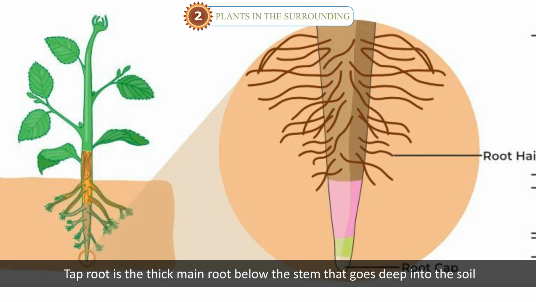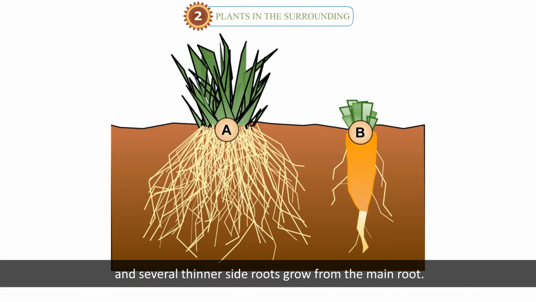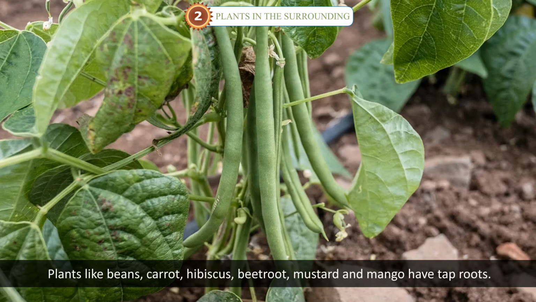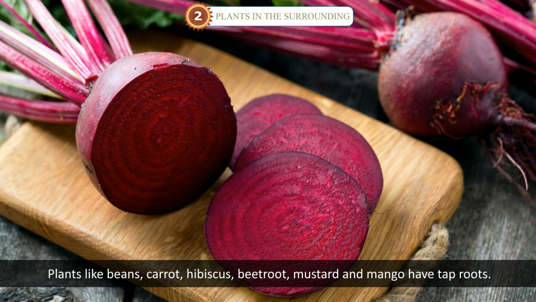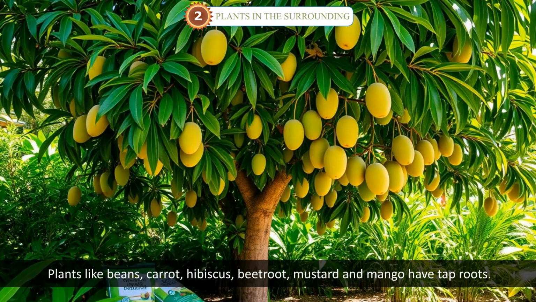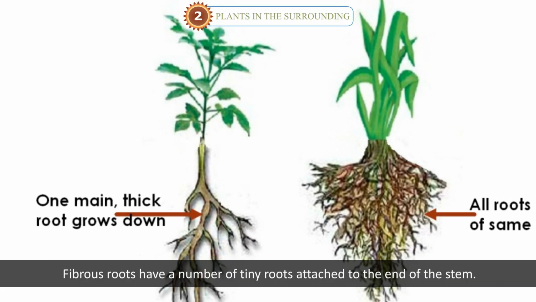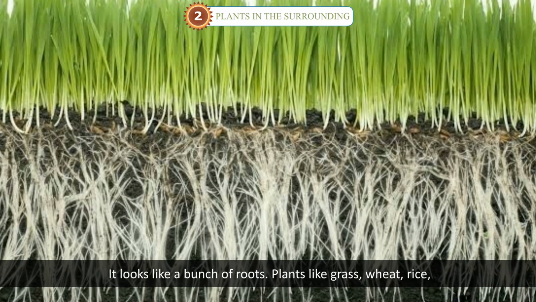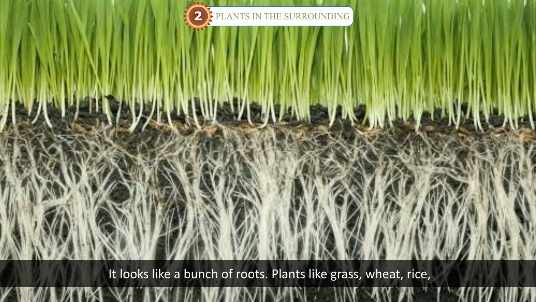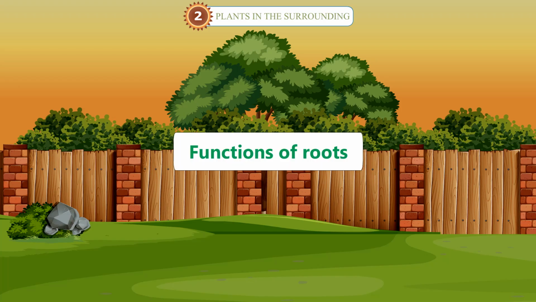Taproot is the thick main root below the stem that goes deep into the soil, and several thinner side roots grow from the main root. Plants like beans, carrot, hibiscus, beetroot, mustard and mango have taproots. Fibrous roots have a number of tiny roots attached to the end of the stem. It looks like a bunch of roots. Plants like grass, wheat, rice, onion, and banana have fibrous roots.